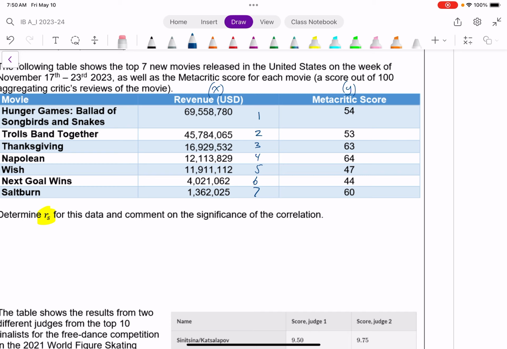For my Y column, the independent variable, I want to rank these. So the highest ranking movie here, but it's actually not that high of a rank, is Napoleon, that's first. And then second was the movie Thanksgiving. Third is the movie Saltburn at the bottom here. Fourth was the Hunger Games movie. Fifth, just barely, was the Trolls movie. Sixth was Wish, and the lowest reviewed was Next Goal Wins at 44.